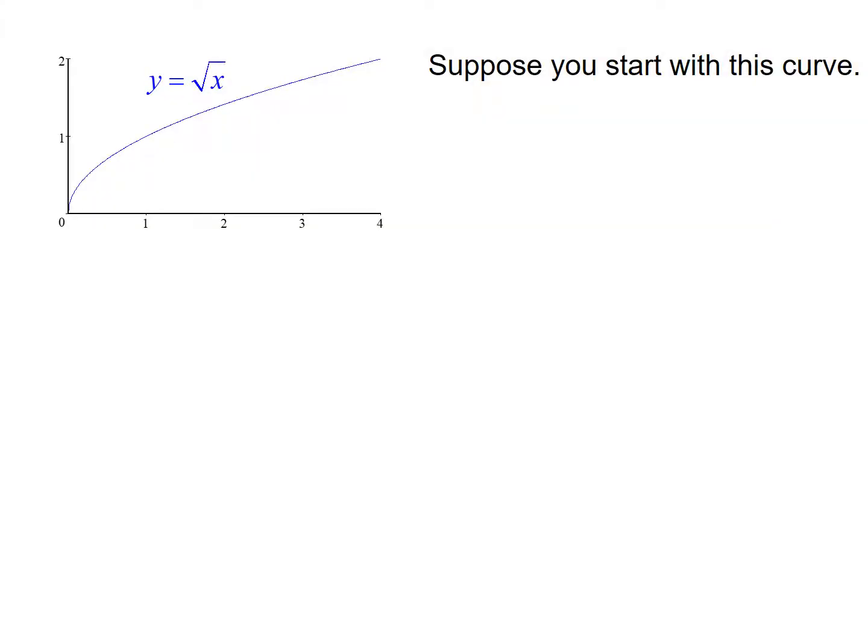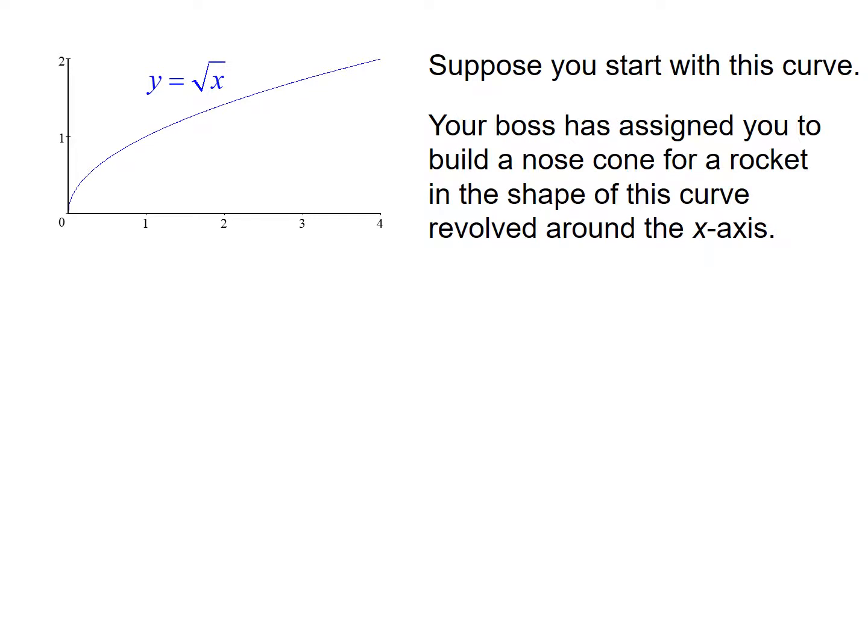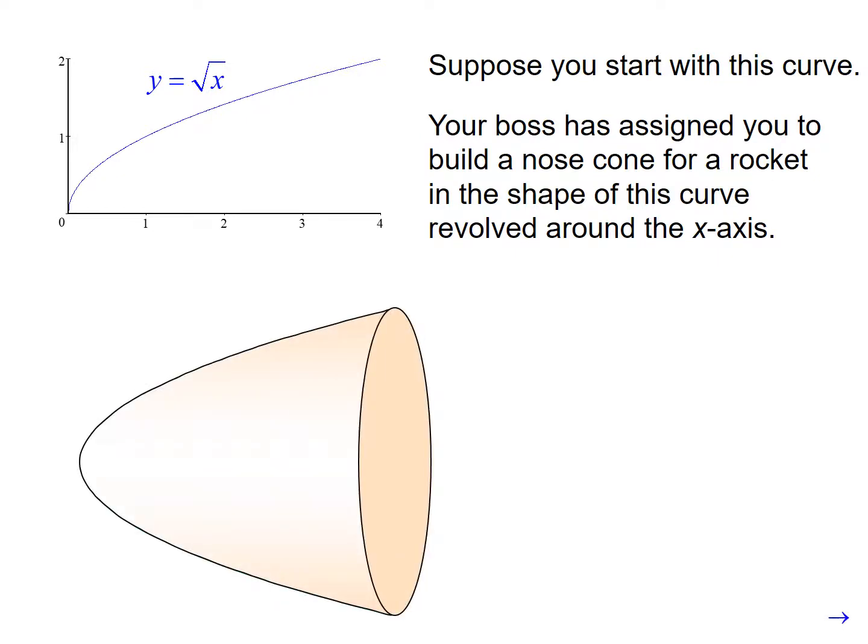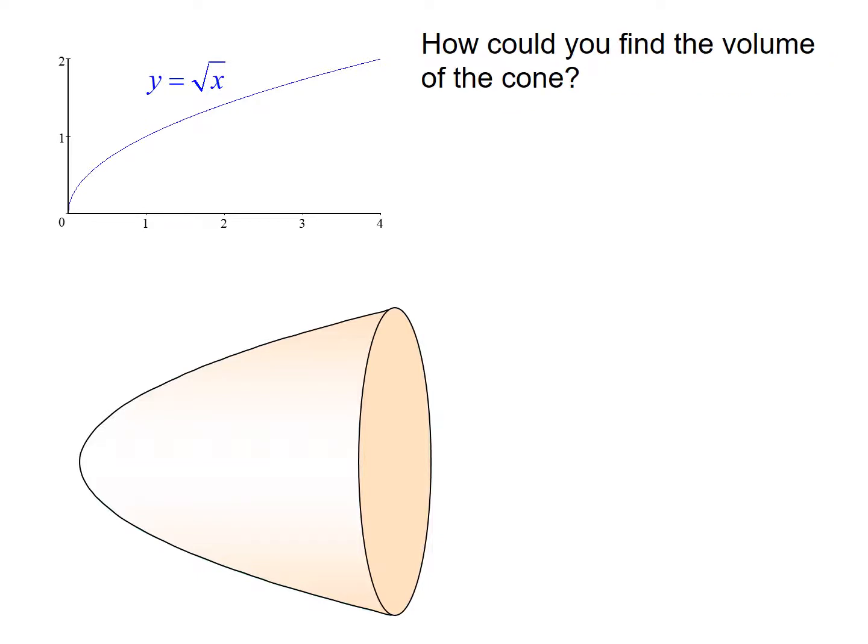We have y equals root x. And let's say that we're trying to build a nose cone for a rocket that has the shape of this curve revolved around the x-axis. So if we rotated that around, it would create this sort of conical shape, although it's rounded there near the top. We want to find the volume of this cone.